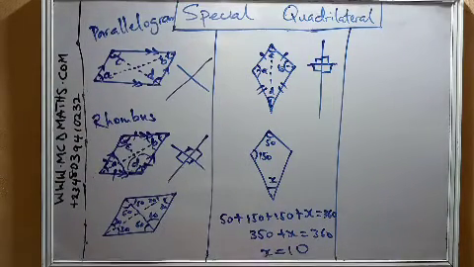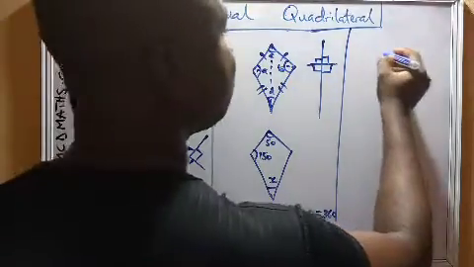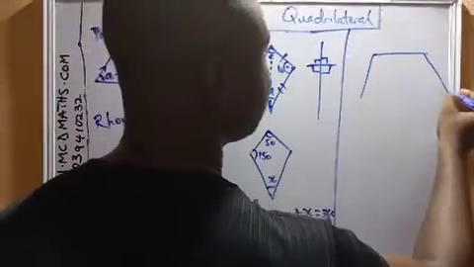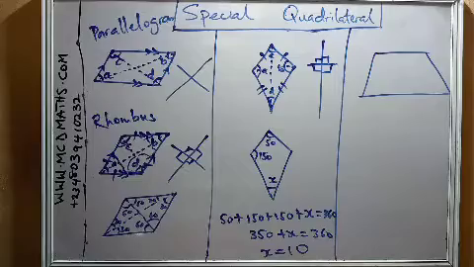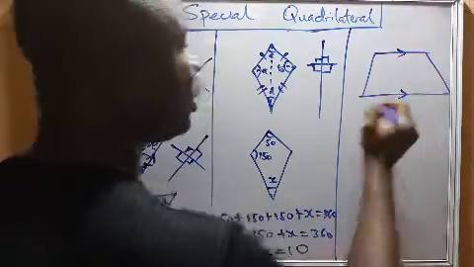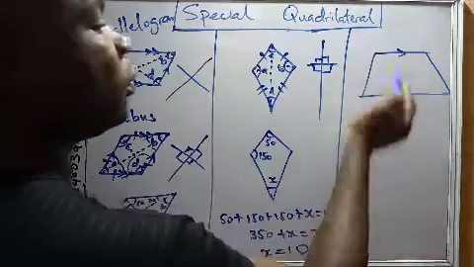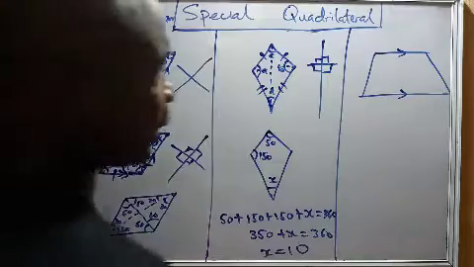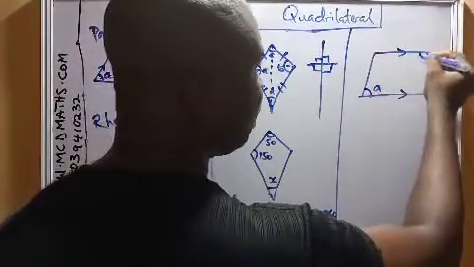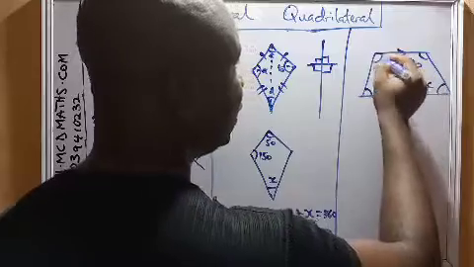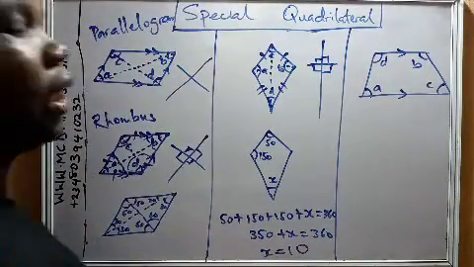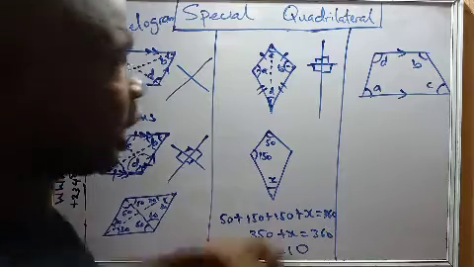Okay, so the next shape we'll be talking about now is the trapezium. For a trapezium, it has just one set of parallel lines. So you have this parallel to this. A kite doesn't have any parallel line, but a trapezium has one set. Now we have this equal to this. Then we have angle A, angle B, angle C and angle D.